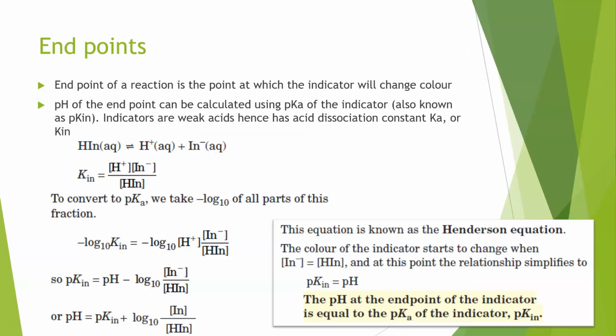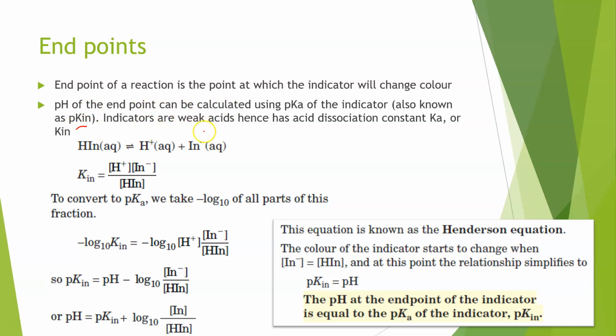We can do a lot to determine endpoints in this case by looking at the equilibrium system of the indicator. So the endpoint of the reaction is at which the indicator will change color, remembering the equivalence point is where they're stoichiometrically equivalent, but the endpoint is where the indicator changes color. The pH of the endpoint can be calculated using the pKa of the indicator, which is the pKIn, how we refer to this. It's just the pKa of the indicator.